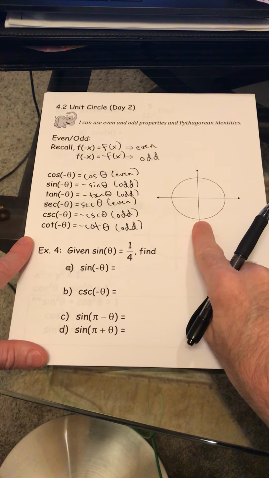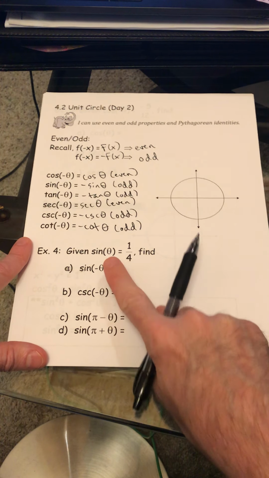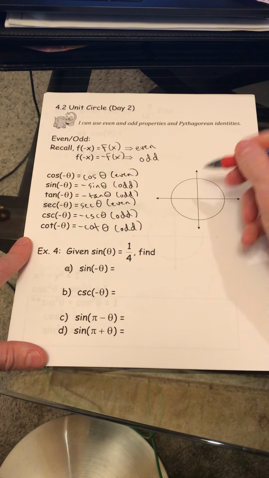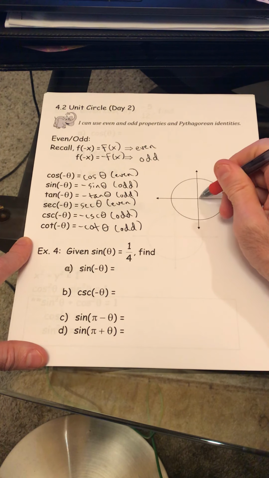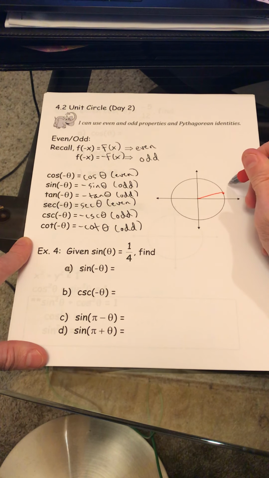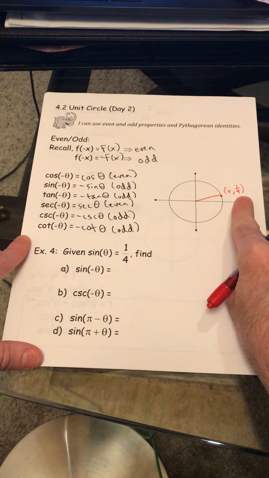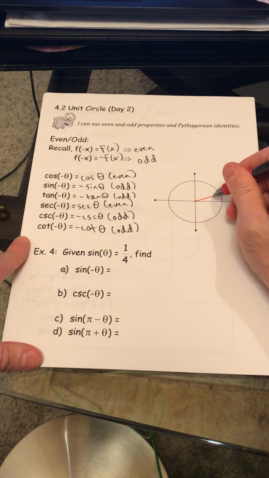All right, I'm going to use this circle to talk through example 4. So sine of theta is 1/4. Basically what we're saying is, somewhere on the circle, where is there a y value that's 1/4? Well, it's somewhere around here. At this point, we have no idea what x is. We do know the y value is 1/4 because we've told you sine of theta. So here's theta.